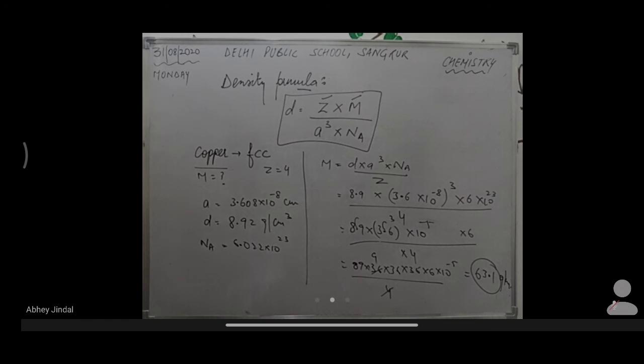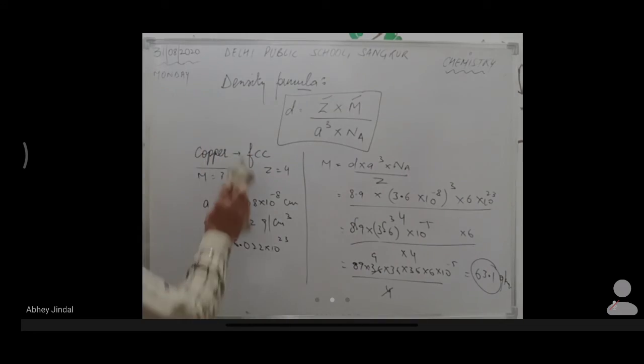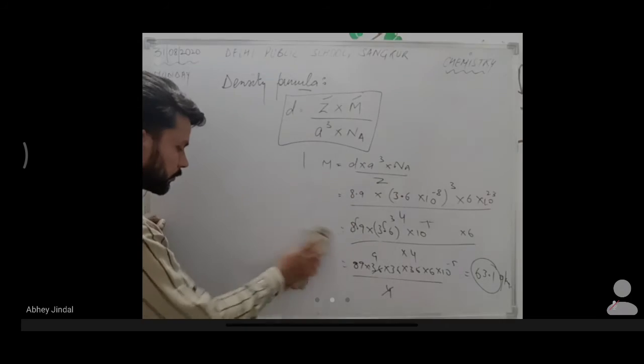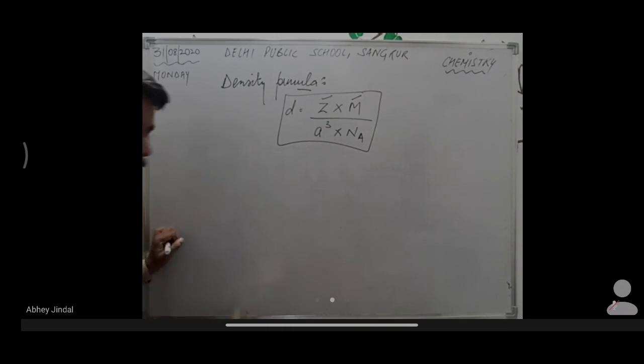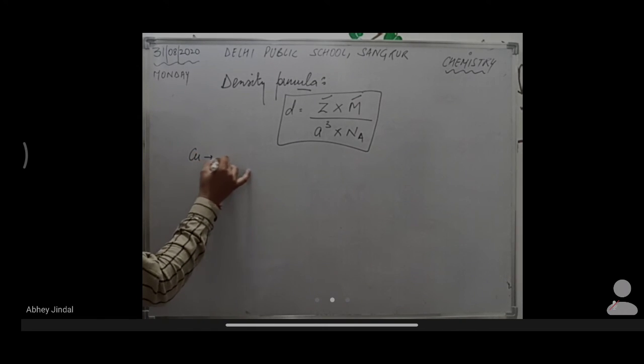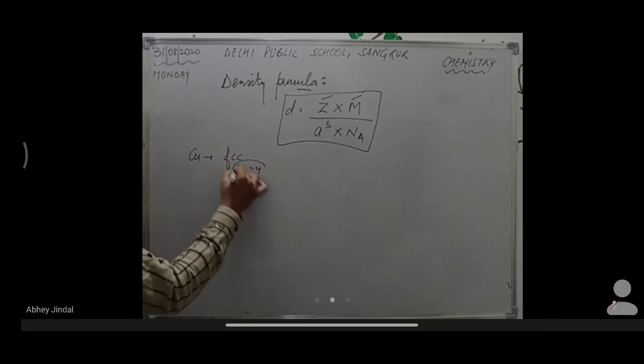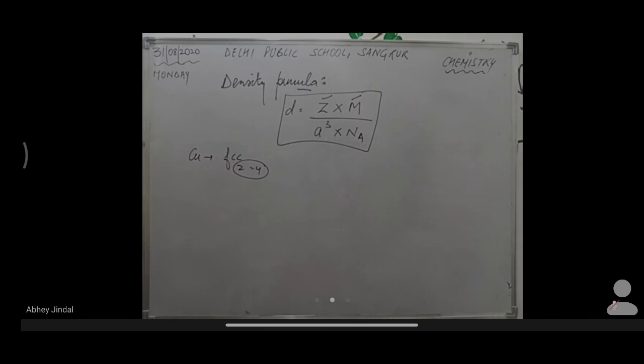So I hope that all of you have understood how to solve the numerical problems related to the density of the unit cell. So the next numerical problem that we are going to discuss is very important. That is also related to copper. Copper crystallizes with FCC, same. Copper is given, and it is given as FCC. With FCC, we know that Z is always equal to 4. Okay, that's also an NCERT based question.